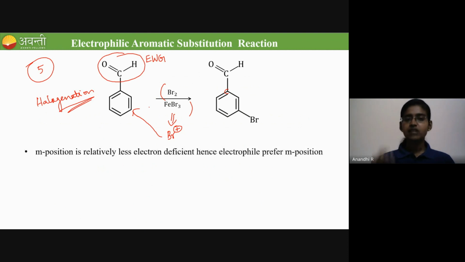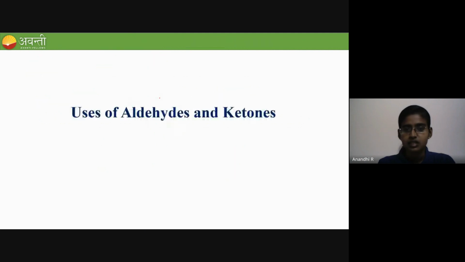The meta position is relatively less electron deficient, hence the electrophile prefers the meta position. Less electron deficient in the sense that it is the center which is more electron rich. So an electron deficient electrophile goes and attacks the electron rich center, which is meta for benzaldehyde. Got it? Yes. So we have studied the 6 reactions: nucleophilic addition, oxidation, reduction, aldol, Cannizzaro, and electrophilic aromatic substitution.